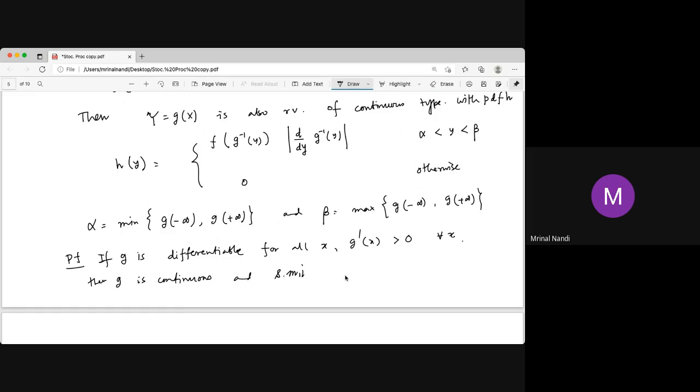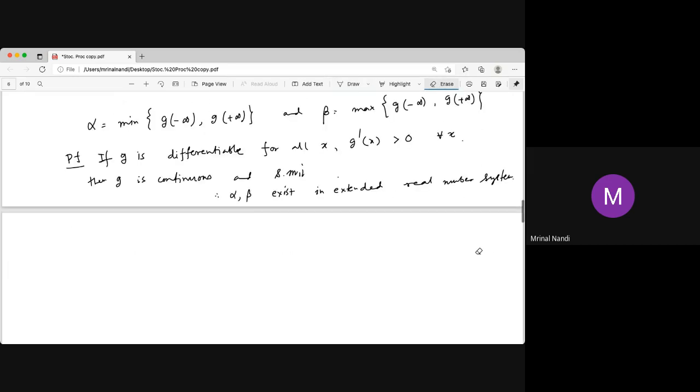And then we know that the limits exist, maybe infinite, so alpha and beta may be infinite, but the limits alpha and beta exist. So therefore alpha and beta exist in the extended real number system. So that may be infinity or minus infinity, but alpha and beta exist.